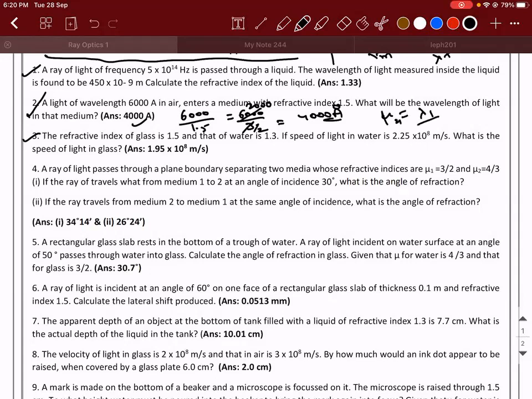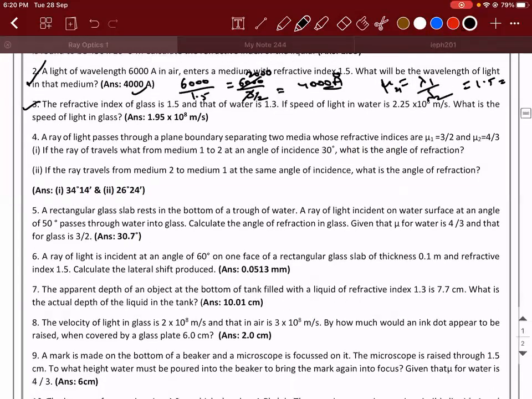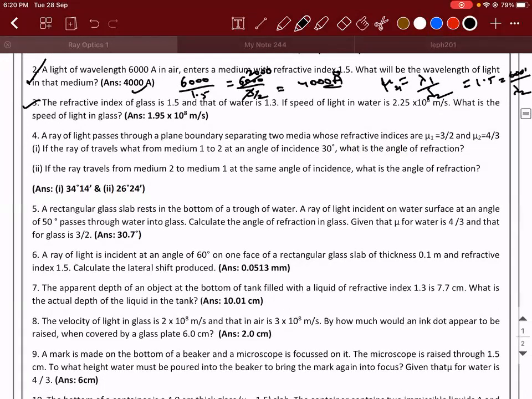Mu21 is equal to lambda 1 by lambda 2. Mu21 they've given it as 1.5. So 1.5 is equal to lambda 1 is 6000 divided by lambda 2. Lambda 2 will be equal to how much? 6000 divided by 1.5. That is why we got 4000. Okay, sir, understood.